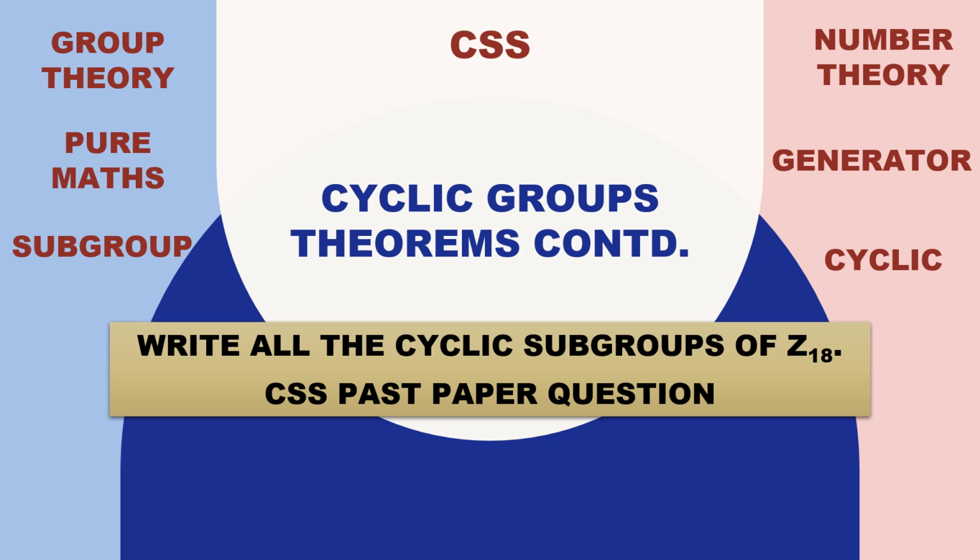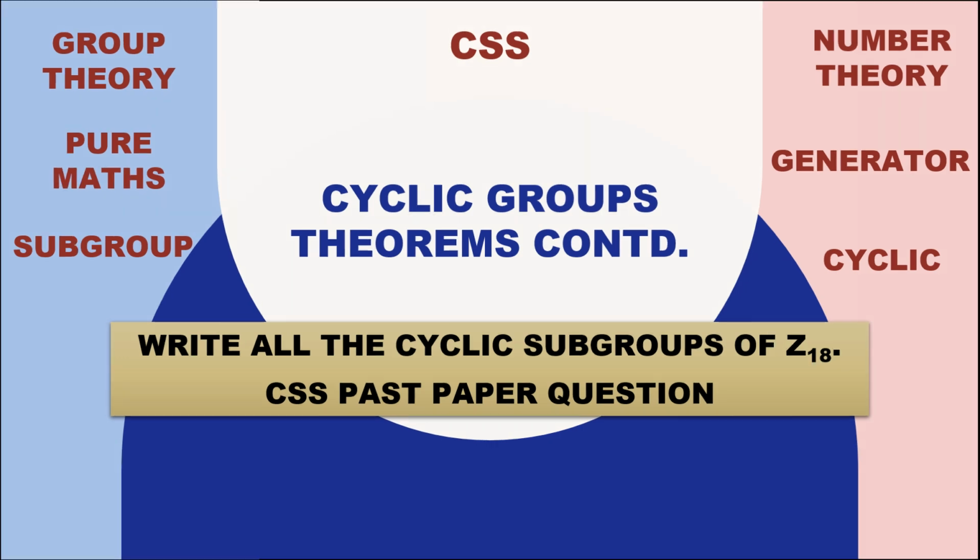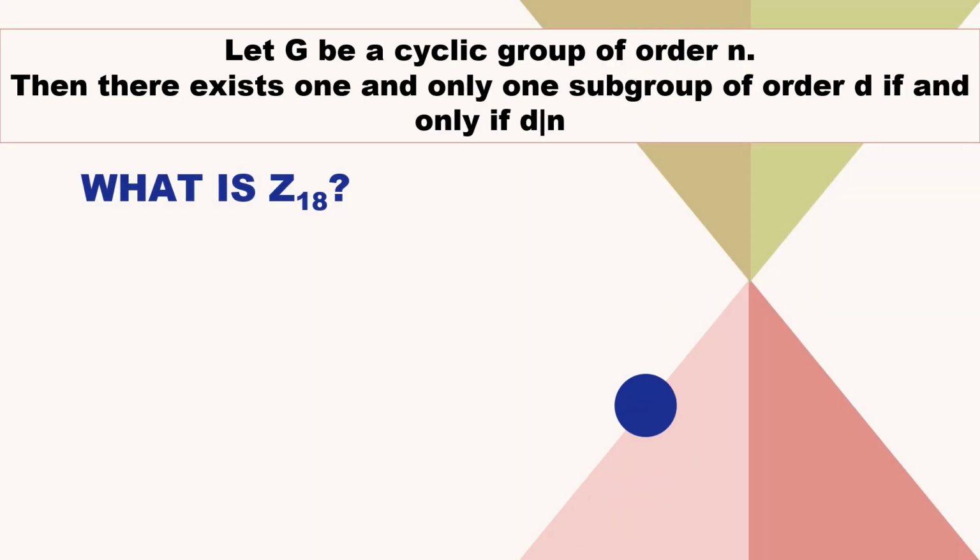So let's see what the theorem itself is. Just a slight overview and then move on to the question. The theorem is: let G be a cyclic group of order n. So it's a group G and the order is n. There exists one and only one subgroup of order D if and only if D divides n.